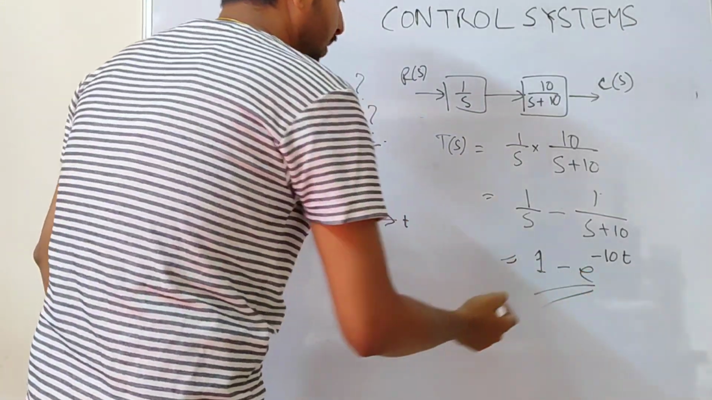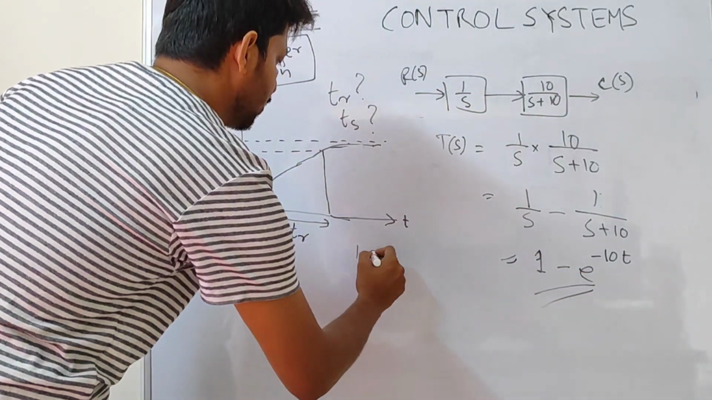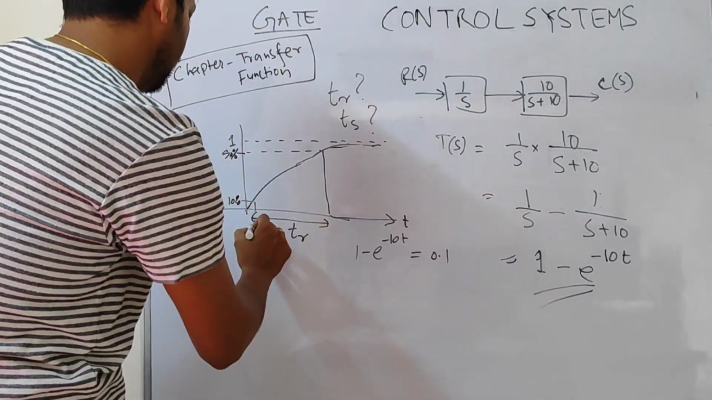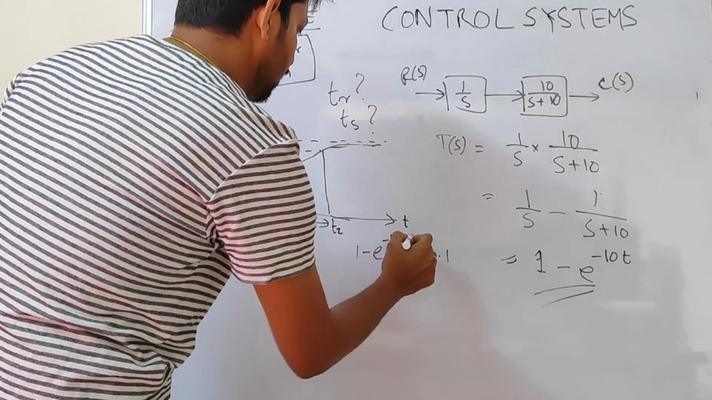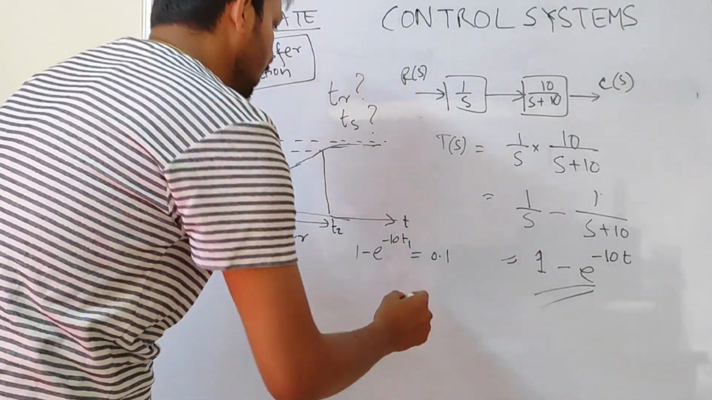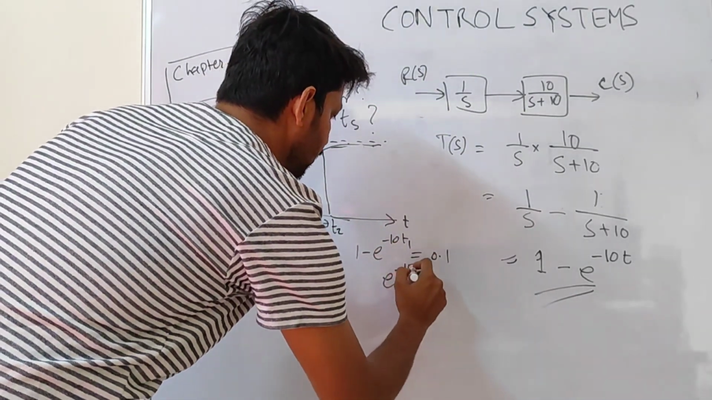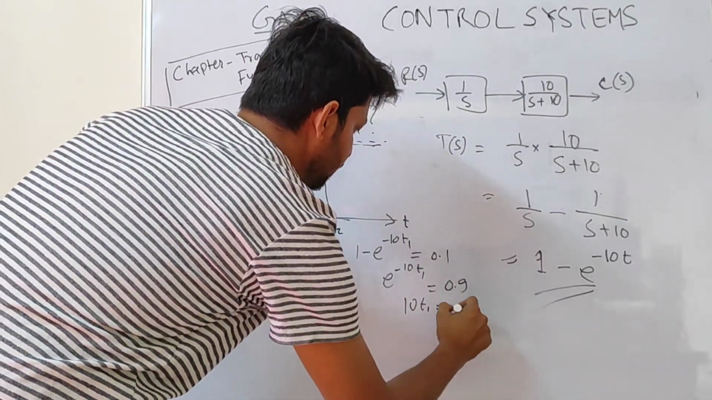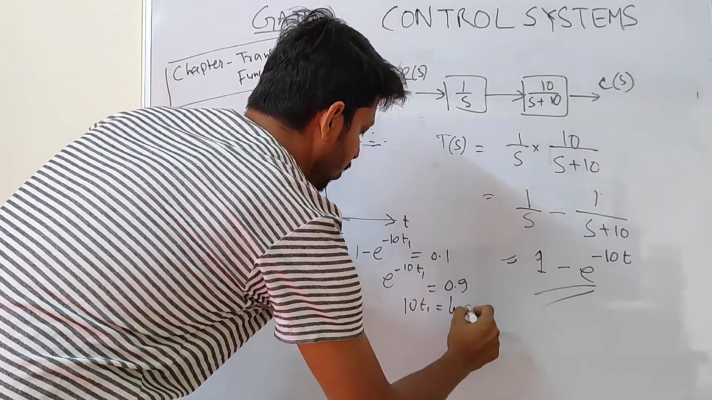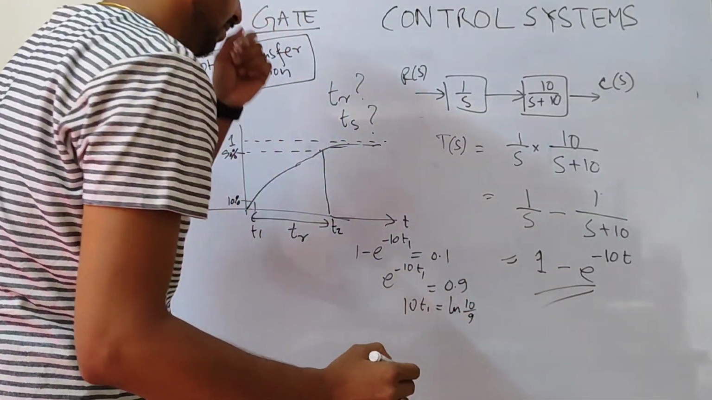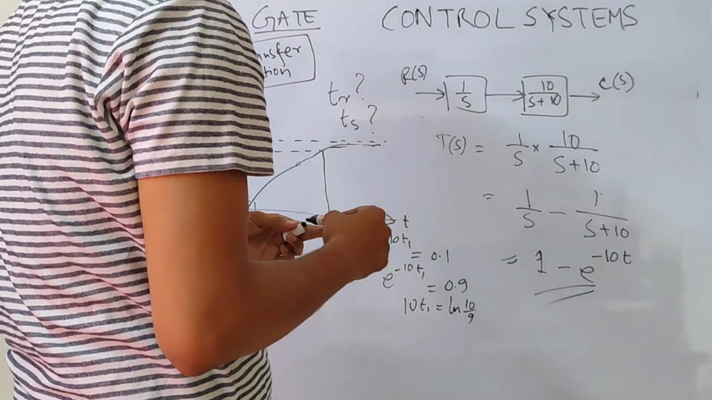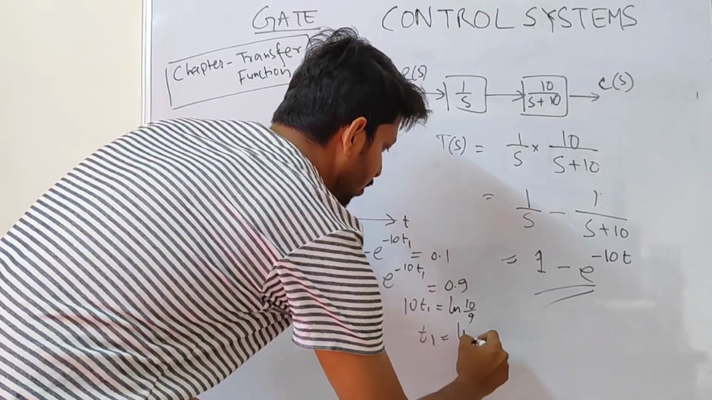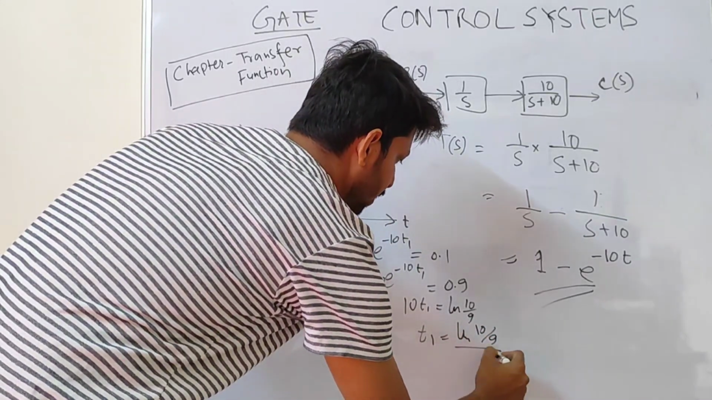So now, when does this equation become 0.1? Let's say this is your T1 and this is T2. You'll do e to the power minus 10 T1 is equal to 0.9. So 10 T1 would be equal to log of 10 by 9, so T1 is equal to log of 10 by 9, divided by 10.